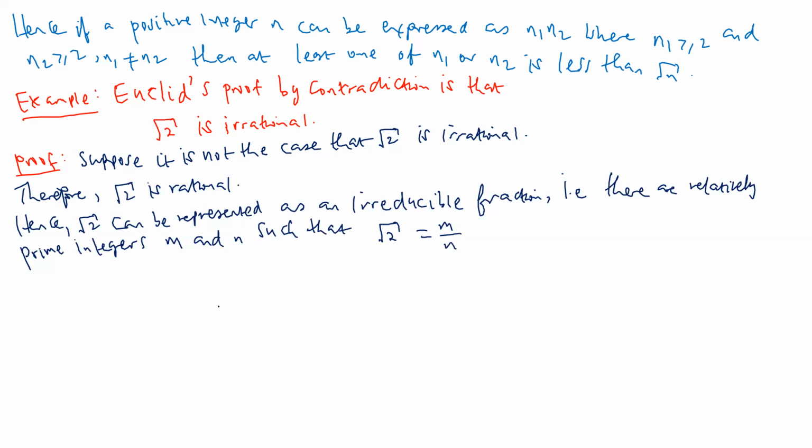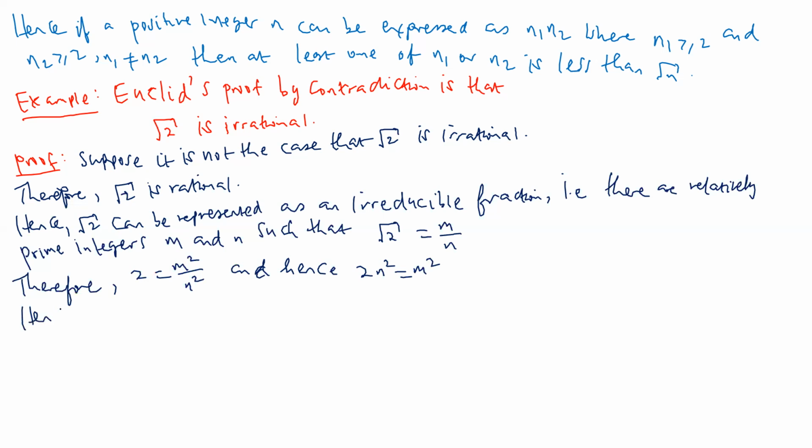You just assume that it is rational, and if the square root of 2 is a rational number, then you can write it as m over n. Therefore, you can square both sides, getting 2 is equal to m squared over n squared. And hence we obtain the following: you can cross multiply this and get 2n squared equals m squared.